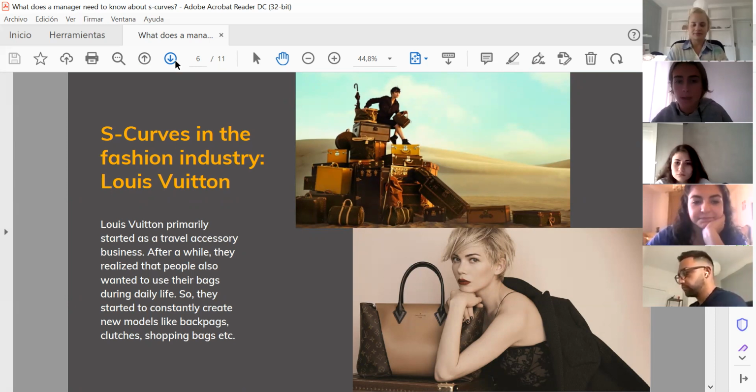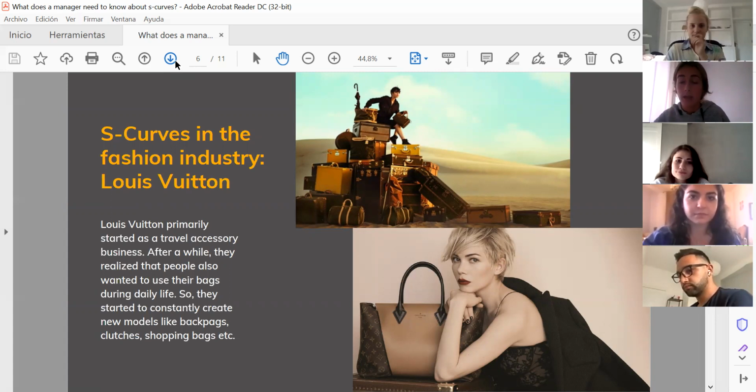So as my teammate already told, the second industry we are looking at is the fashion industry, with the example of Louis Vuitton, a really well-known luxury brand. This company primarily started as a travel accessory business, but after a while, when its product got to the maturity stage of the S-curve, the company decided to innovate and realized that people also wanted to use their bags during their daily life. So they saw an opportunity and started to constantly create new models like backpacks, clutches, or shopping bags.